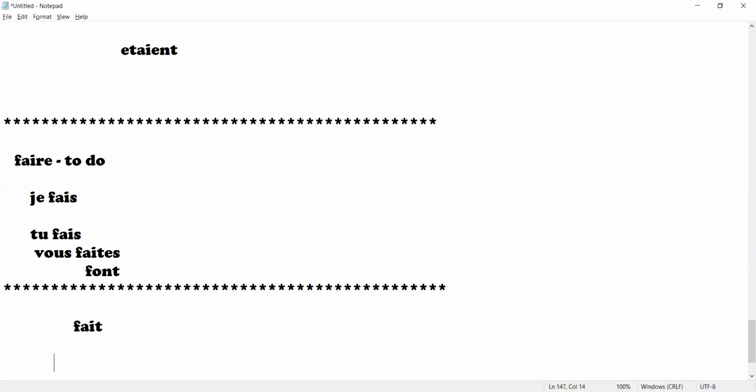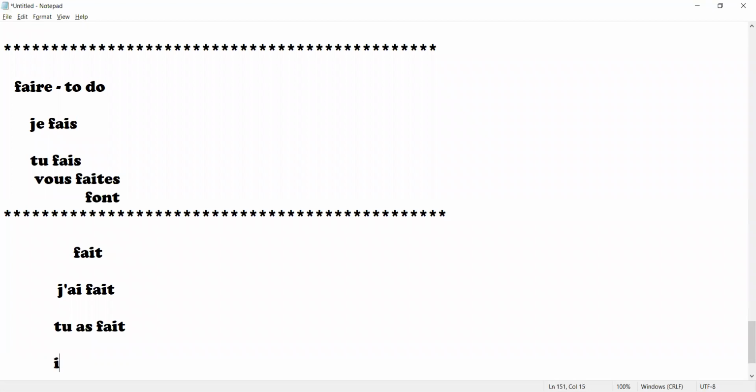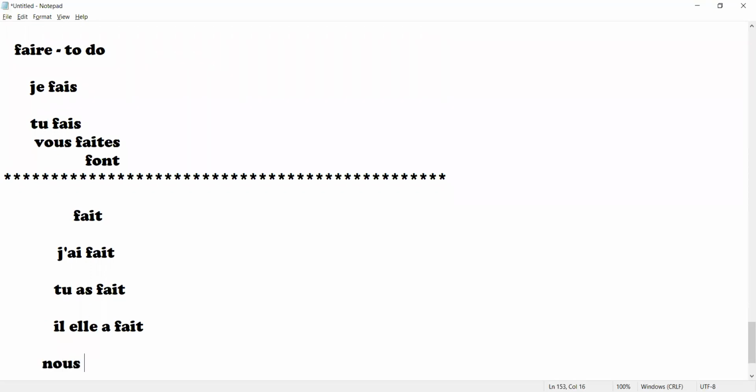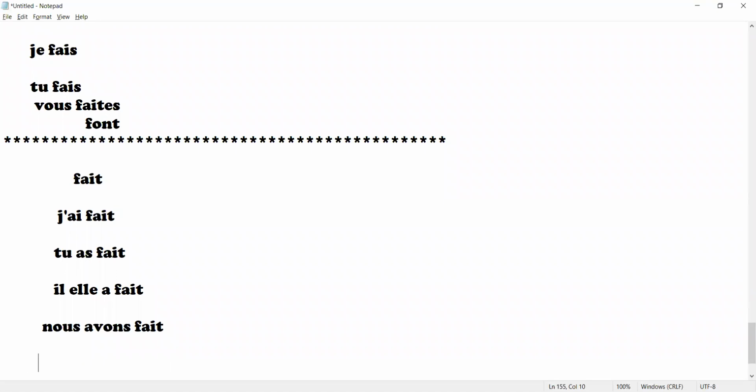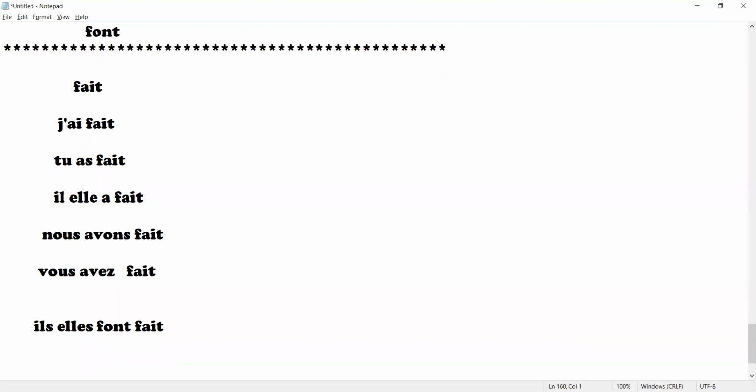So, how do you conjugate? Tell me, if I say I did, you did, what will you say? J'ai fait, because we have to use avoir, the faire verb belongs to avoir. C'est clair. D'accord? J'ai fait. Tu as fait. Nous avons fait. C'est clair. Vous avez fait. And il, elle, a fait. C'est clair. Oui.